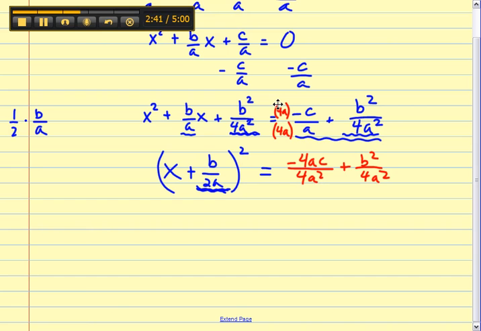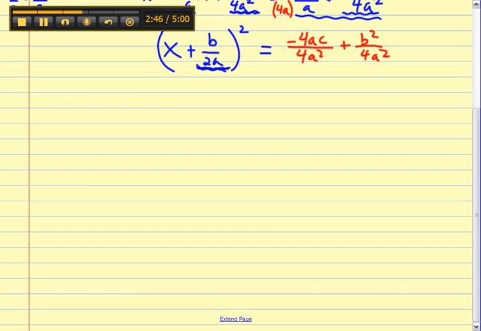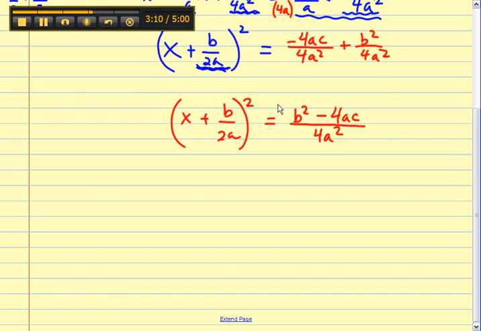Now you may begin to start going, hey, that sounds familiar. And it does. All right? So now I've got on the left side x plus b over 2a squared is equal to, and on the right side, I'm going to put these two things together, but I'm going to put the b squared in front: b squared minus 4ac all over 4a squared. Okay. Now I've simplified the right side as much as I can. It's time to take the square root of both sides.